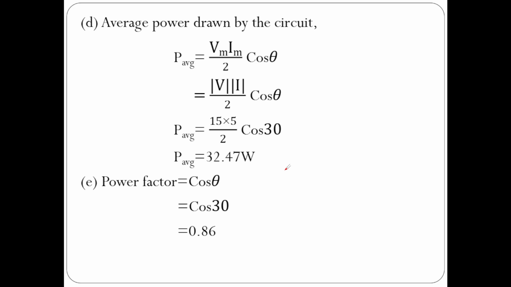What is the power factor? Power factor is nothing but the cosine of the angle between voltage and current, that is cos theta. So cos 30, so the power factor is 0.86. Power factor is 0.86.